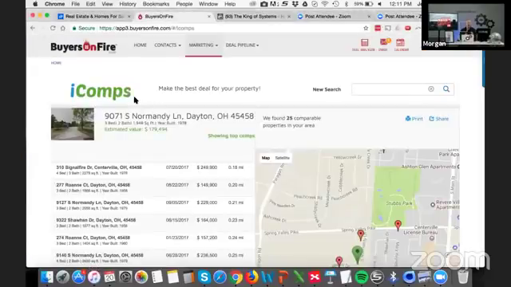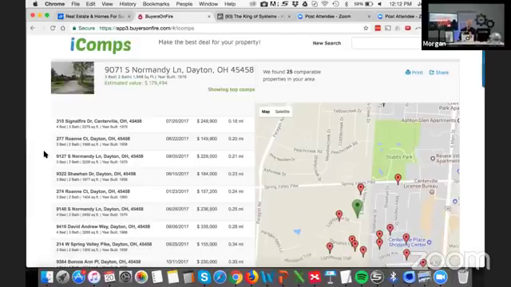Okay, so when we get into here, I'm going to go into this property. This is a current property that we have right now inside of our business. This is 9071 South Normandy Drive. This is a property that we just bought last week, okay? Now, when I'm trying to determine the after repair value on this property, what I'm doing is very simple. I'm taking my subject property and looking at the bedrooms, the bathrooms, the square footage, and when this property was built.